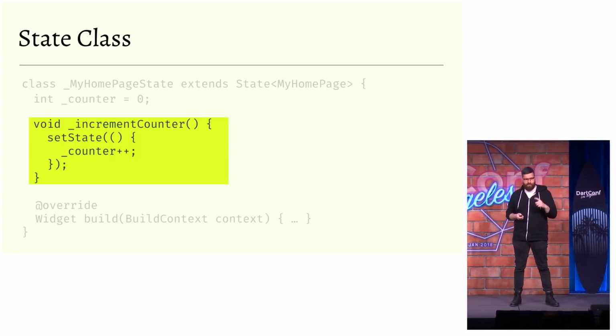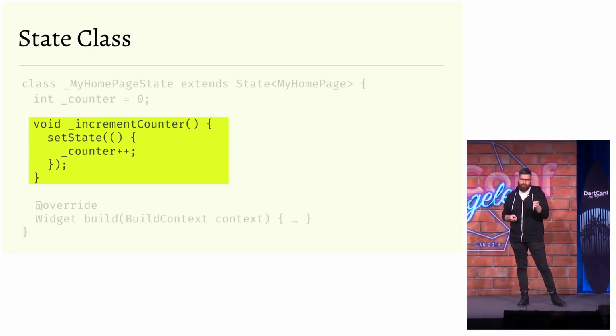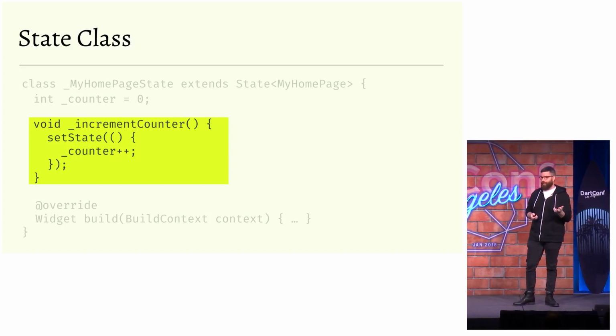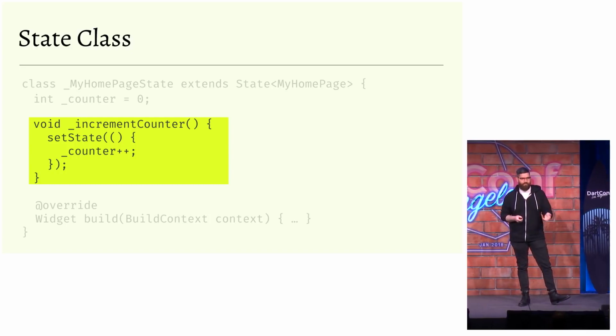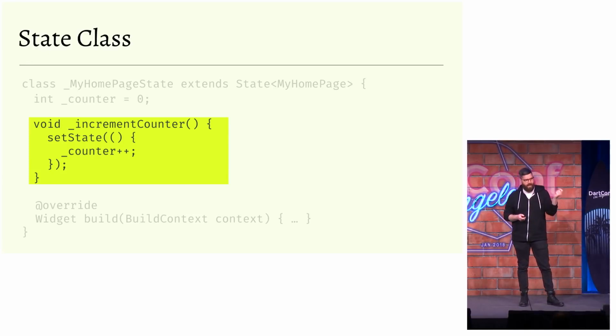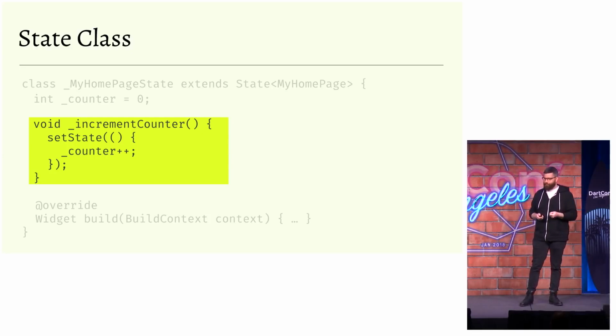And this is where it gets a little interesting, because we're not just incrementing the counter, but then you're also using the setState method from the state class. What that'll do is run that function that you give it, and then after it runs that function, it'll tell Flutter, hey, go ahead and rebuild this widget tree, or mark this tree for needing a rebuild.